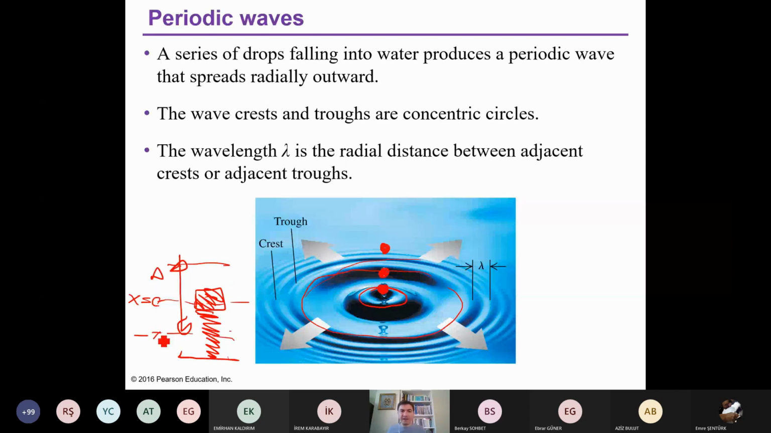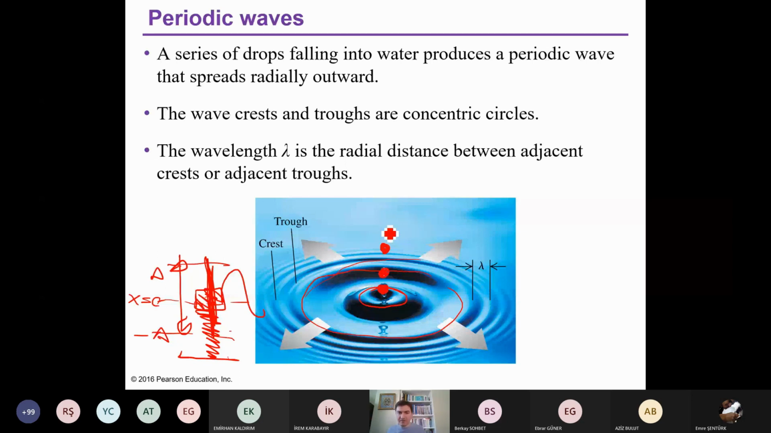And then it moves up and down, okay? And then you produce waves. So this is the same. You use drops falling into water, and then they produce these waves. So what about the wavelength in this case?